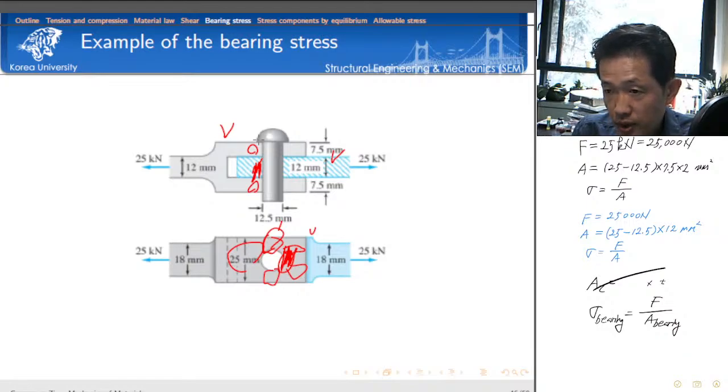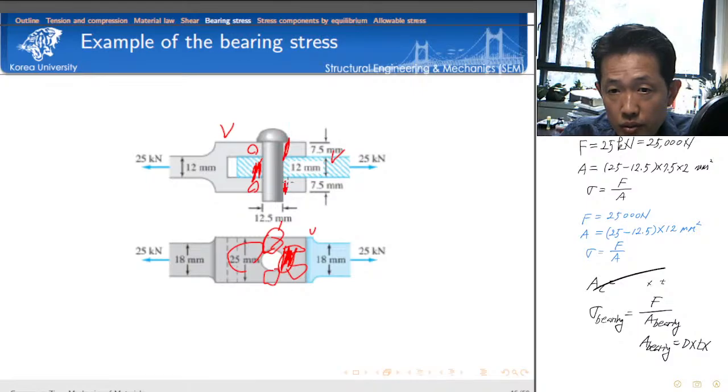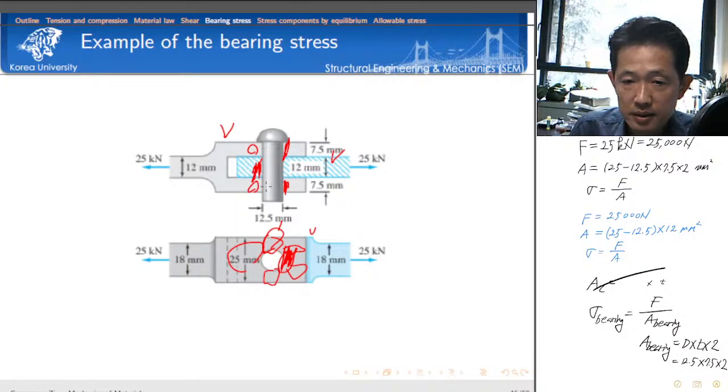Then the remaining step is we need to calculate the bearing area. So as I told you, the calculation of bearing area is the diameter of the rivet times the thickness, isn't it right? And then how many bearing surface, bearing part? We have 1 and 2. Okay, for the gray part, and the times 2. And this is equal to diameter 12.5 times the thickness 7.5 and times 2. Okay, that's how we can calculate the bearing stress. It's very easy.